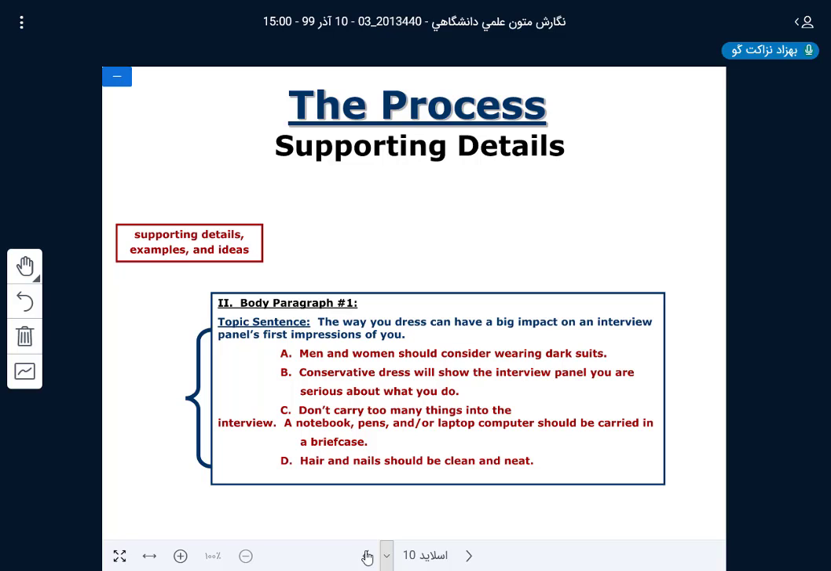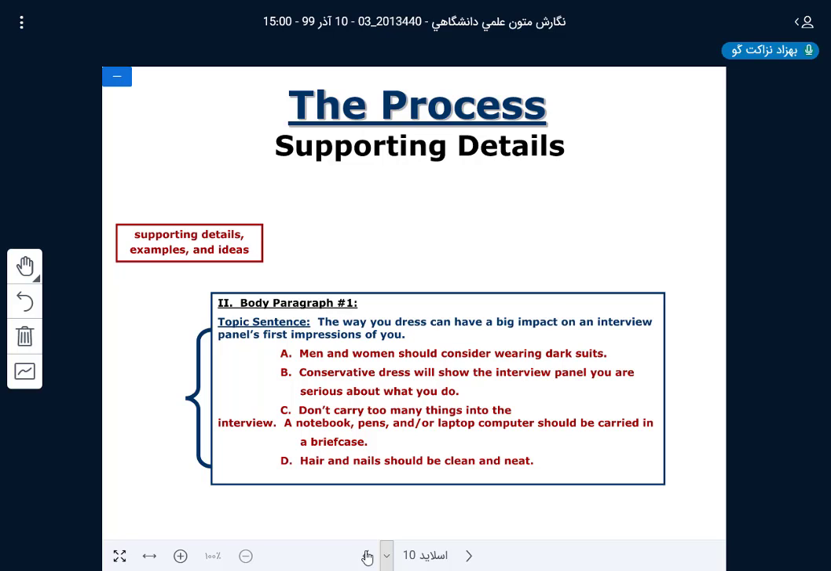So what is the topic sentence? The way you dress can have a big impact on an interview panel's first impression of you. Then in order to verify this claim you have made, what has an impact on what? The way you dress impacts an interview panel's first impression, how they see you. So your appearance is important, your behavior is important, your personality is important. Men and women should consider wearing dark suits. This is one example to verify how we can have a positive first impression.